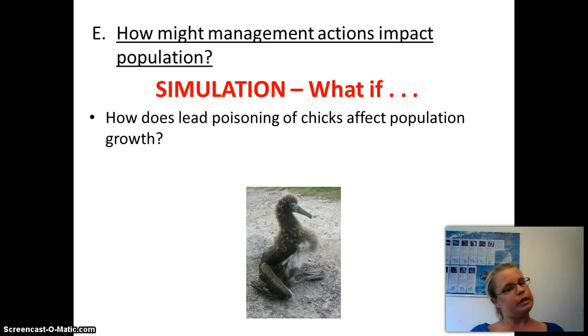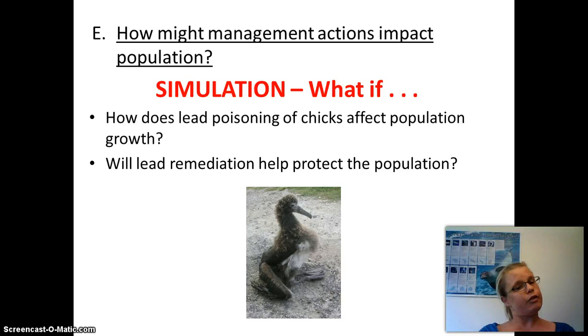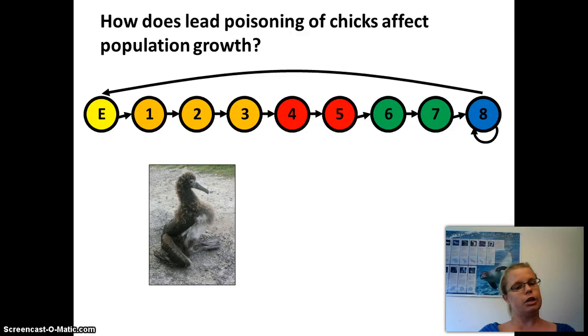So for example, in the albatrosses, how does lead poisoning of chicks affect population growth? Will lead remediation as a management action help protect the population? So lead poisoning primarily affects chicks, right? It doesn't affect the adults as much. But we talked about some of the other sources of mortality to albatrosses.